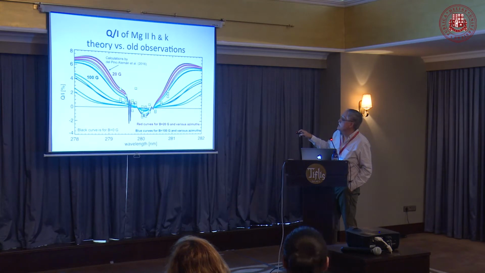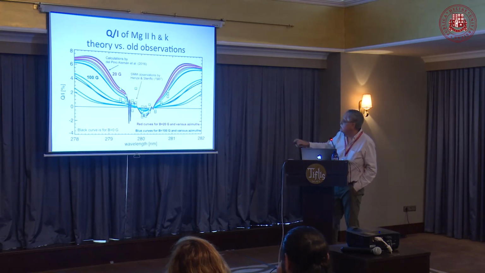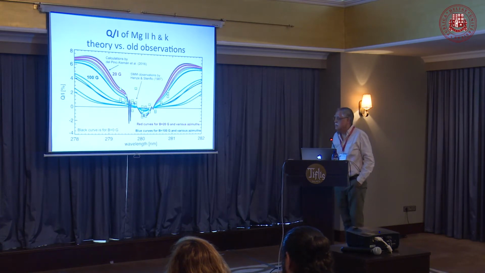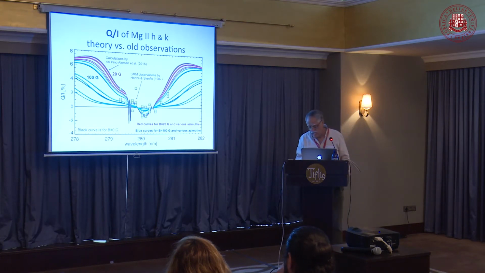And here you have red lines for 20 Gauss for different azimuths. And here you have in blue 100 Gauss for different azimuths. And these symbols are all observations by Hense and Stenflo taken from the solar magnesium mission. They were able to measure only in the wings of the magnesium H and K lines. And you can see that even though this is a 1D model, approximately the modeling is able to reproduce the wings.